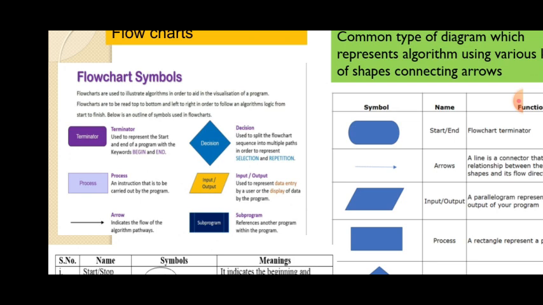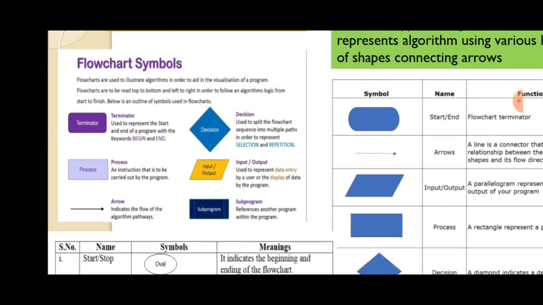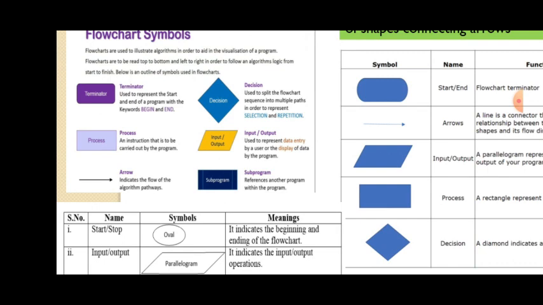It has to be read from the top to bottom. A flowchart will come from the start to the end and from the left to the right. Below you can just see the terminator that is used to represent the start and end, or start and stop.